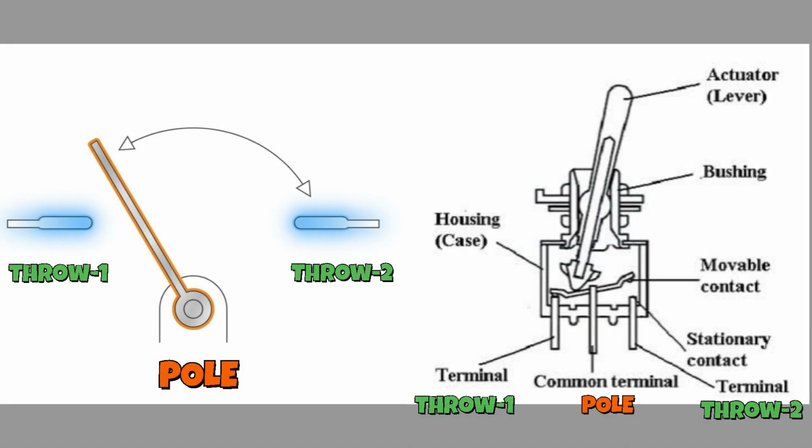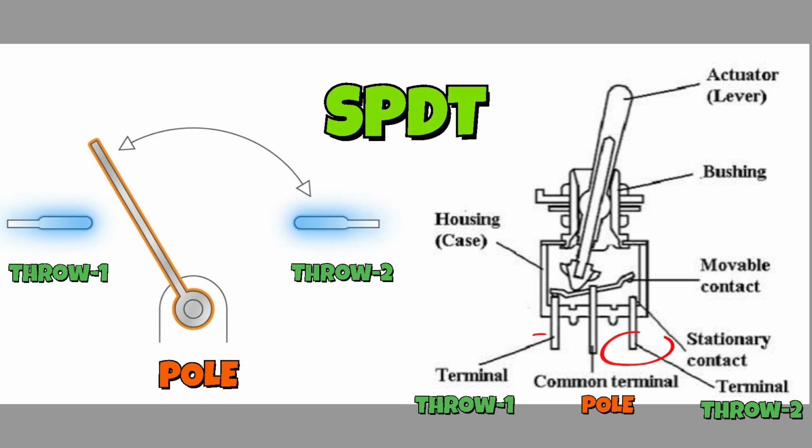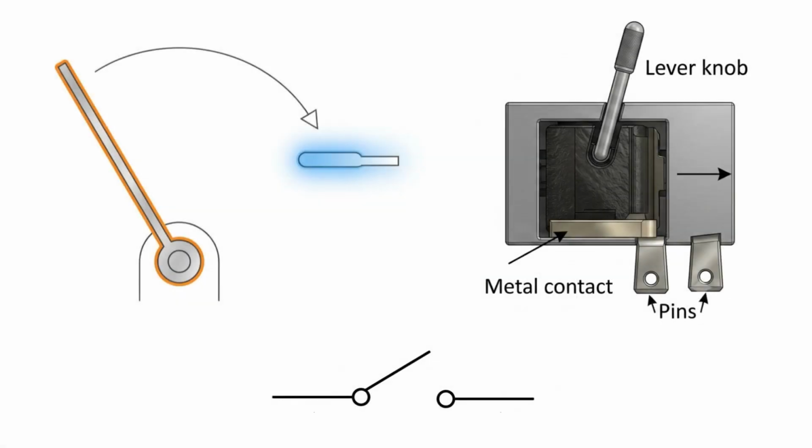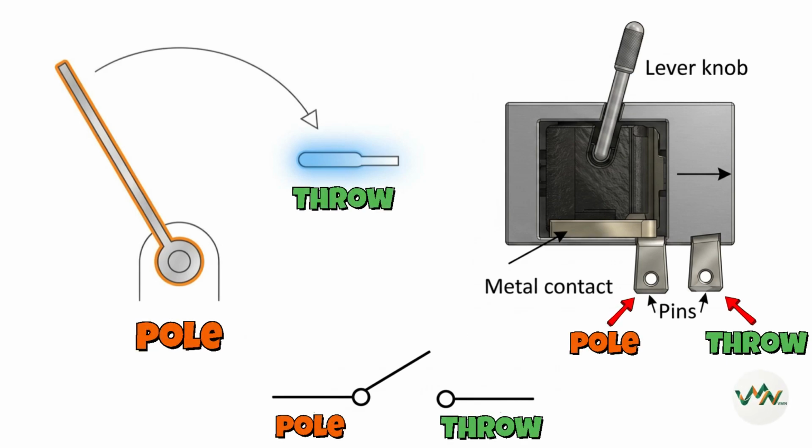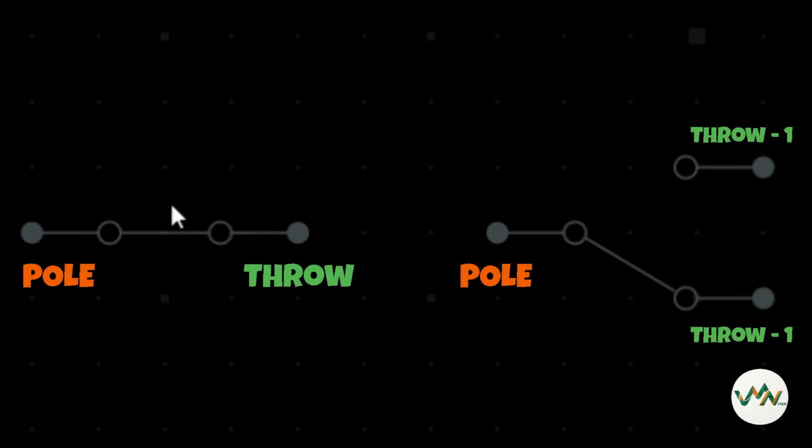Let's look at this switch. As you can see, the common terminal can connect to this terminal or this terminal. That means it can switch between 2 different connections. Because it has 2 throws, we call it a double throw switch. Now let's look at another switch. Here, the common terminal can connect to only one terminal. Since there is only one possible connection, it is called a single throw switch. So remember this simple rule. If a pole can connect to one terminal, it's single throw. If it can connect to 2 terminals, it's double throw. It's really that simple. Now let's combine both terms and see how switch names are formed.